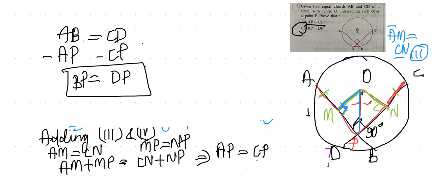So we will be now moving to what, children? We will be now moving to the next question, that is question number 6. Okay, so this is our question number 6. So what does this say, children? It says, in a circle of radius 10 centimeter, AB and CD are two parallel chords of length 16 centimeter and 12 centimeter respectively. Calculate the distance between the chords if they are on the same side of the center.